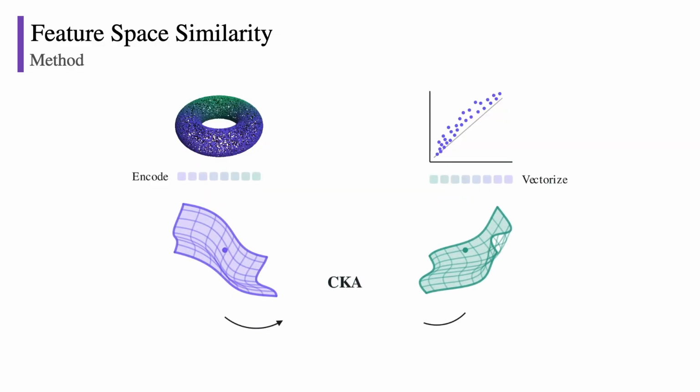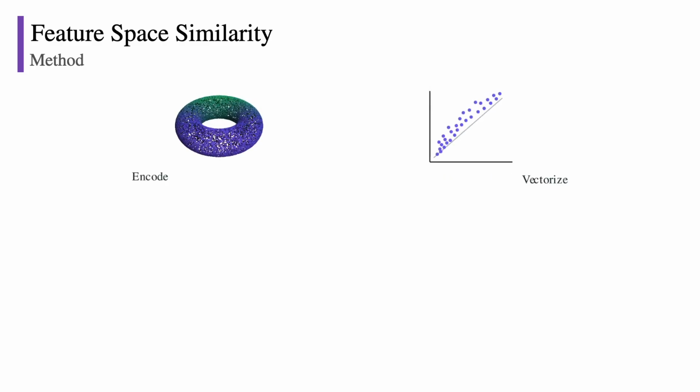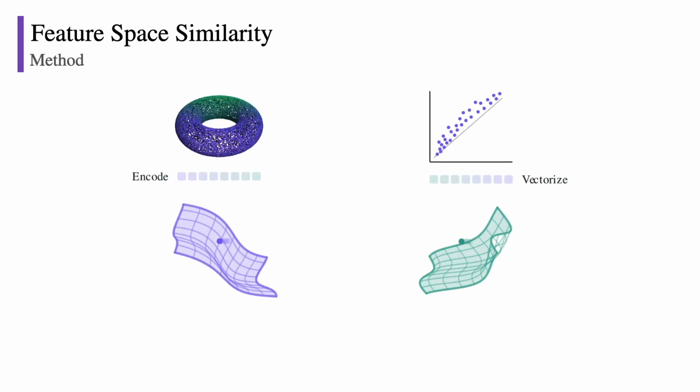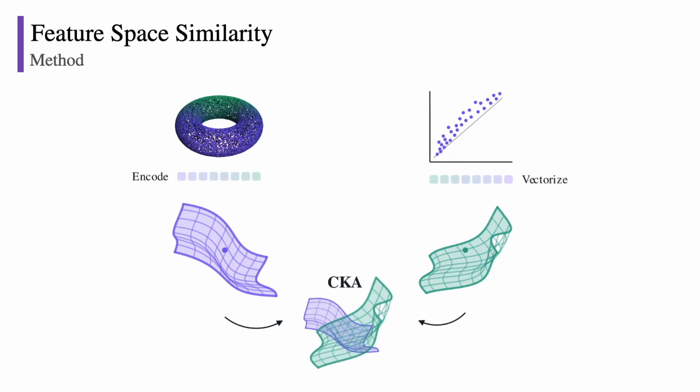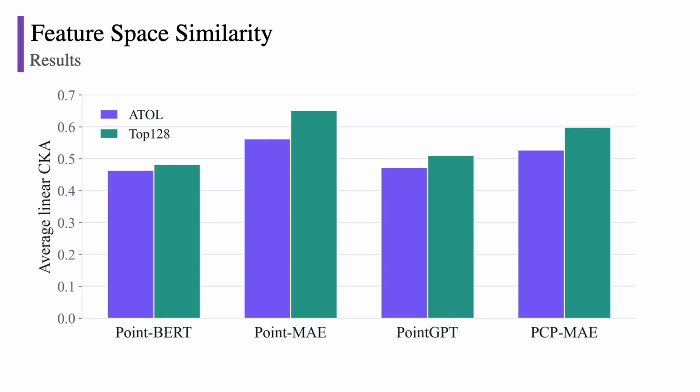We also looked at feature space similarity. We used centered kernel alignment to evaluate how well the encoder representations align with vectorizations of persistence diagrams, such as ATOL and the top 128 most persistent pairs. Here, we found consistent alignment, suggesting that while they lack global topological understanding, the transformers preserve local geometric structures that act as useful topological signals.